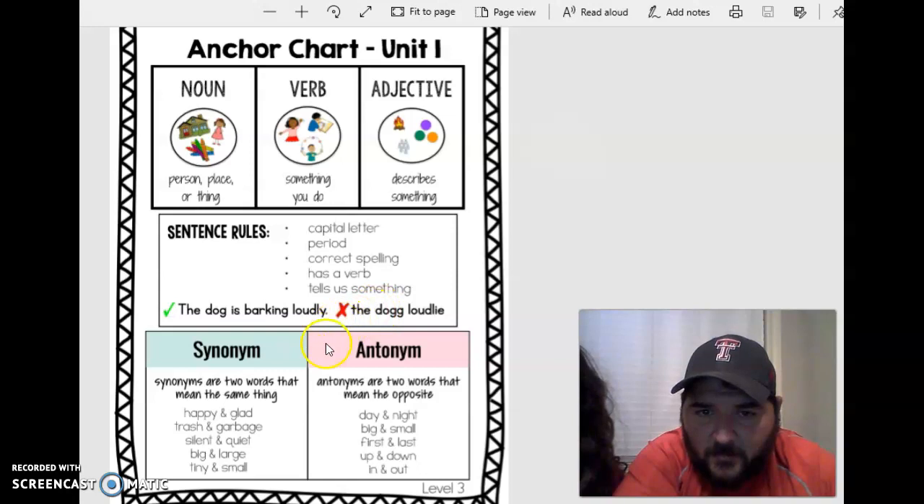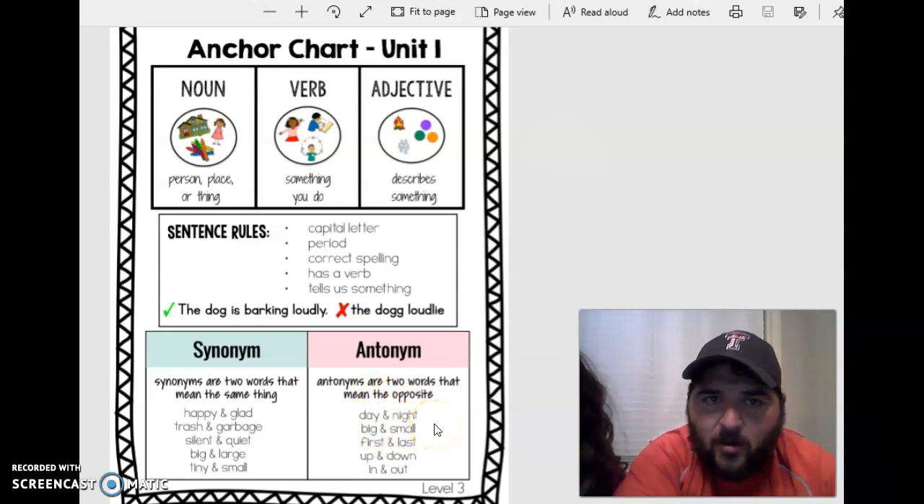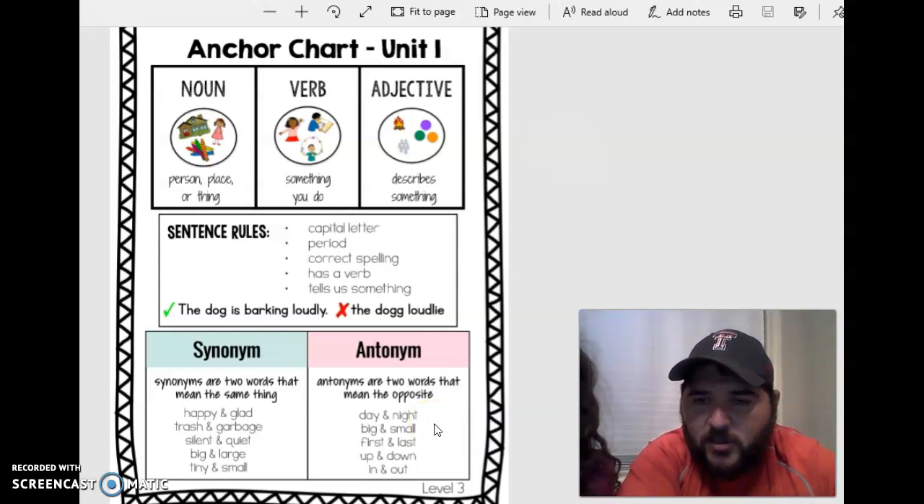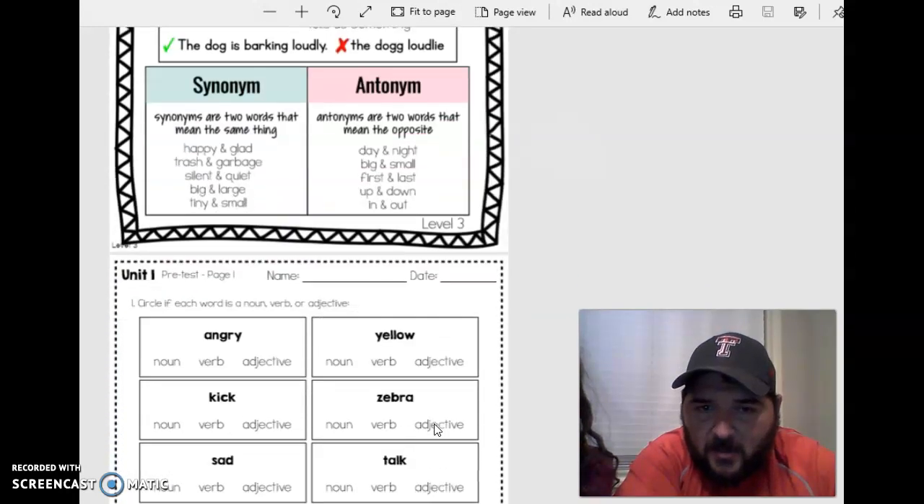And then we are also looking at synonyms. Synonyms are two words that mean the same thing, such as happy and glad, trash and garbage, silent and quiet. Antonyms are two words that mean the opposite. Day and night, big and small, first and last, up and down, in and out are some of the examples. So these anchor charts help the students for the rest of the unit. Theirs will be black and white, but it can be removed from the packet to help them on various pages.